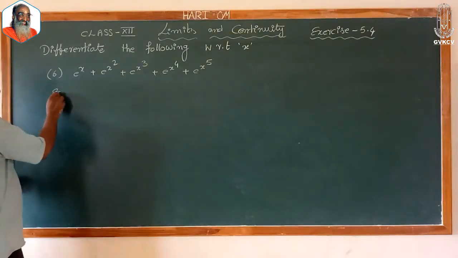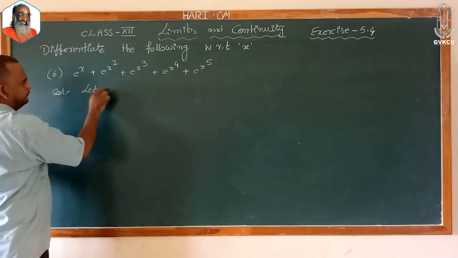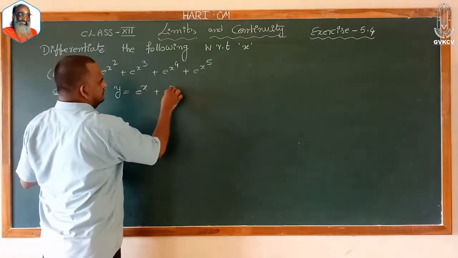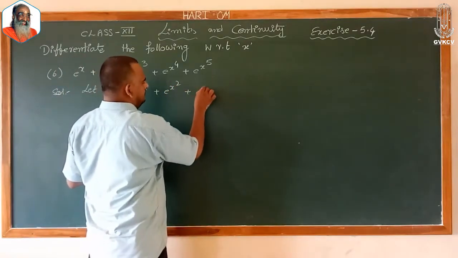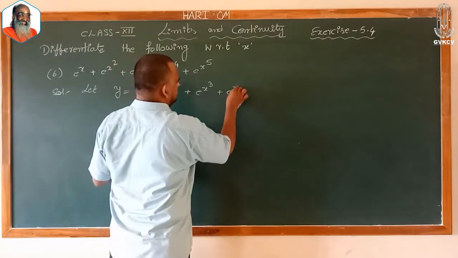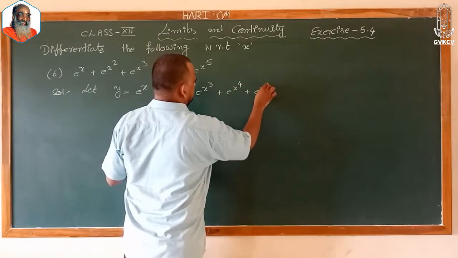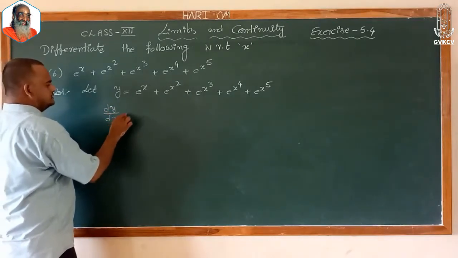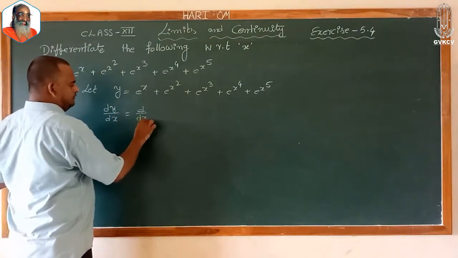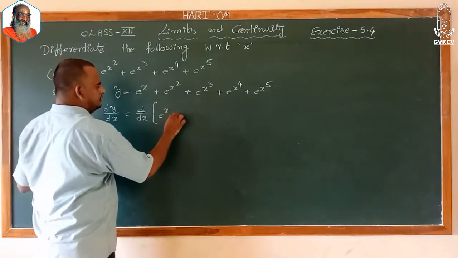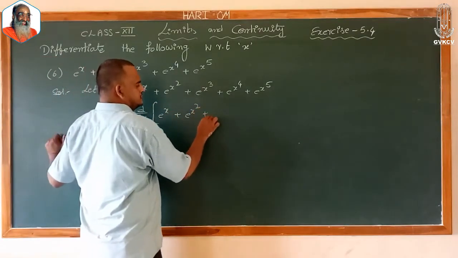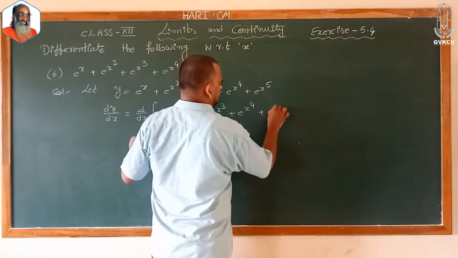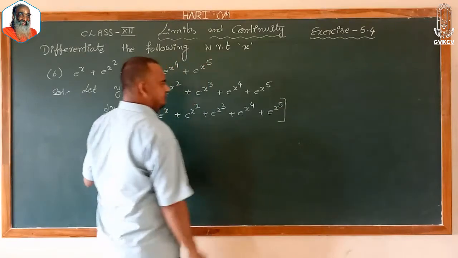Now let us see how to solve this problem. Let y is equal to e power x plus e power x square plus e power x cube plus e power x power 4 plus e power x power 5. Now dy by dx is equal to d by dx of e power x plus e power x square plus e power x cube plus e power x power 4 plus e power x power 5.